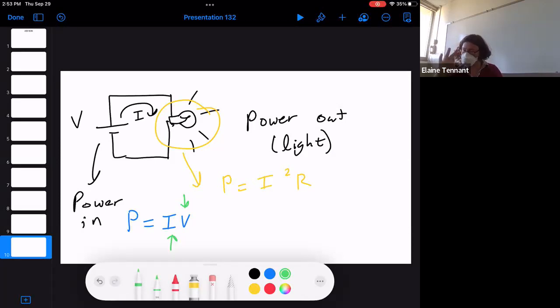Okay, I think I'm good with these equations. Conceptually, is that sensible? Are we good there?